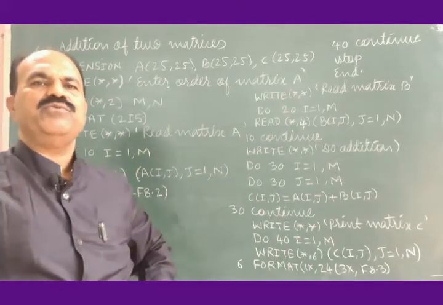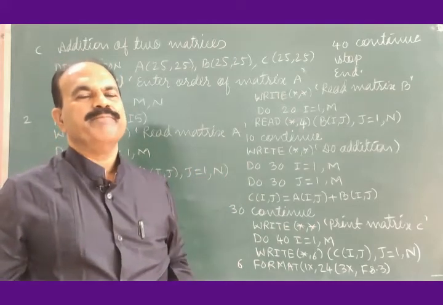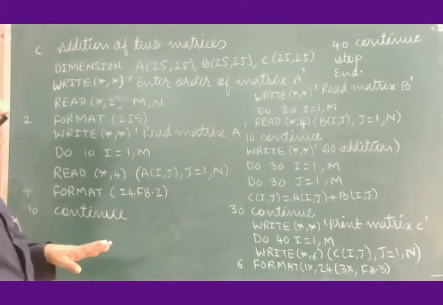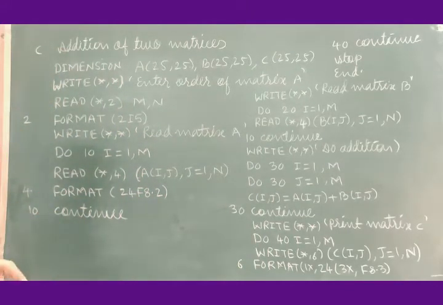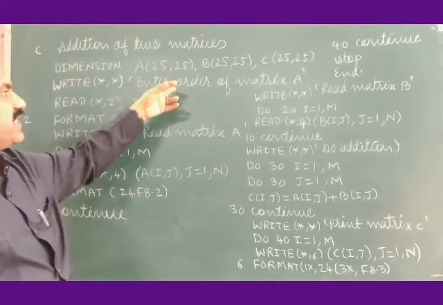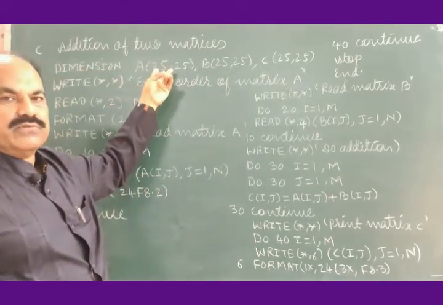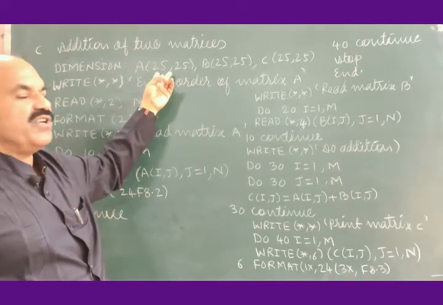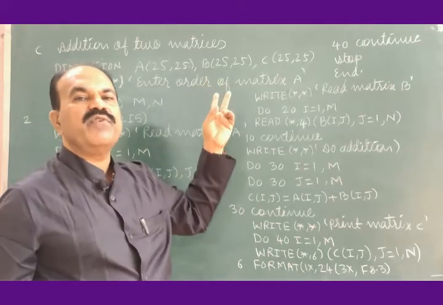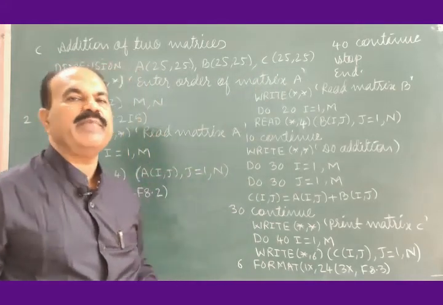Actually, I have tried to make it short, but still it is lengthy. Actually, this can be made longer. See how the matrix addition is done. Comment: addition of two matrices, dimensions of matrix A, matrix B, and addition matrix C. Memory reserved for each of these will be for a 25 by 25 matrix.